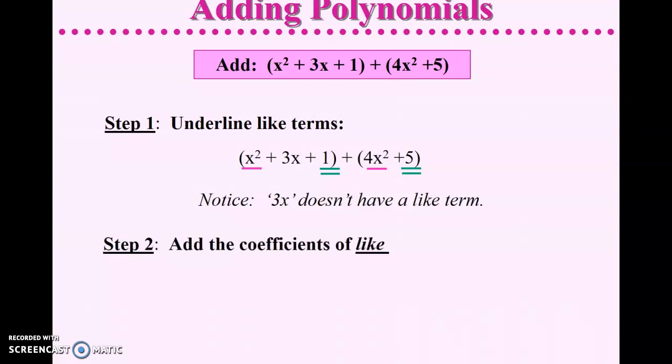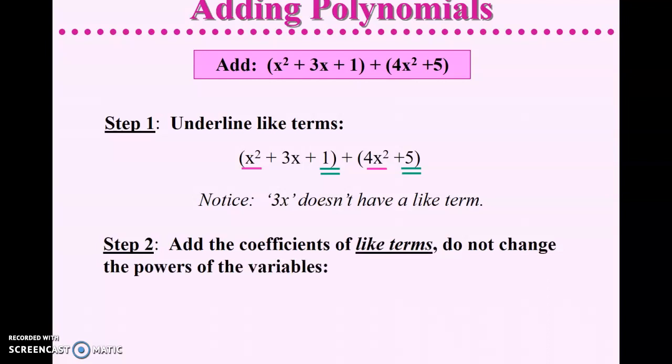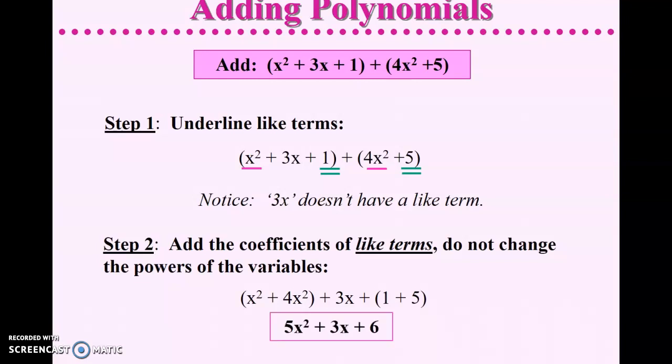Step 2 is to add the coefficients of the like terms. Do not change the power of the variables. Remember, when we add like terms, we do not change or do anything to the exponents. So my answer here, I guess I'm putting the answer here. Okay, there it is. So 5x squared plus 3x plus 6. And notice that's in standard form. The highest exponent is first and the constants are last.